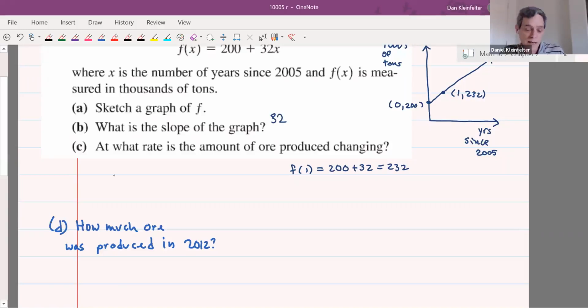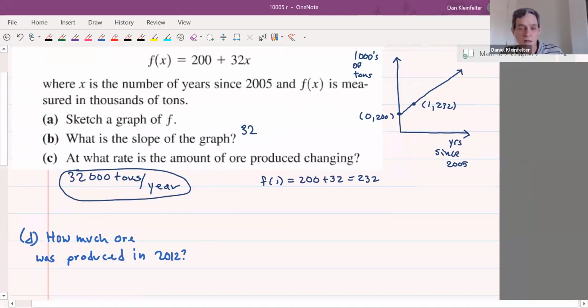At what rate is the amount of ore produced changing? It's 32,000 tons per year. Notice that the units on the slope will always be the y units divided by the x units. Y units here were in thousands of tons, x units were in years since 2005.